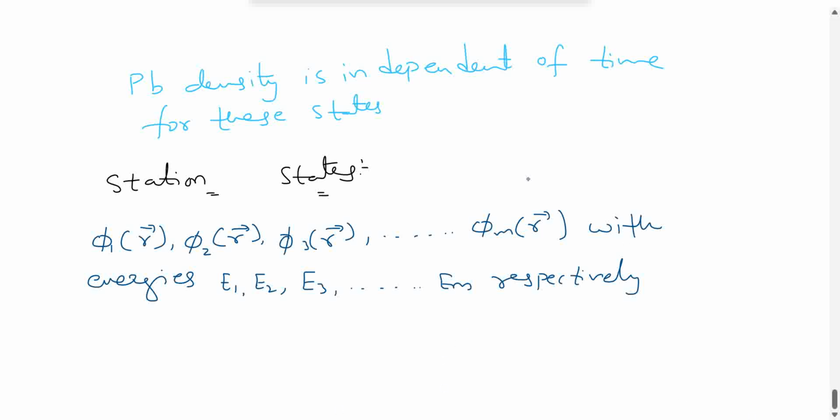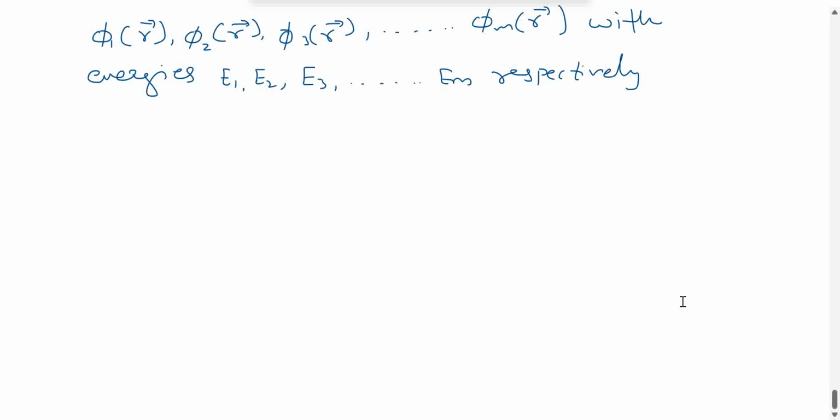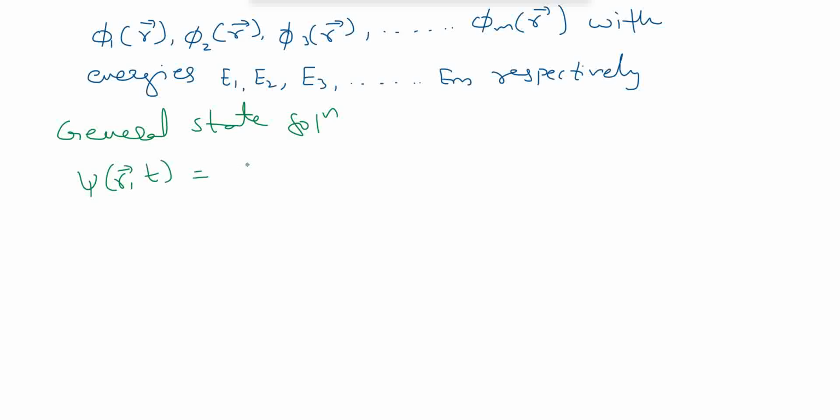So we know that the solutions of the Schrodinger equation obey the principle of superposition. So we can write a general state solution based on the superposition principle of these states. The general state solution will be psi of r comma t equal to the sum over j ranging from 1 to m in the above case, where we have Cj and e power minus i E j t by h bar times phi j of r.